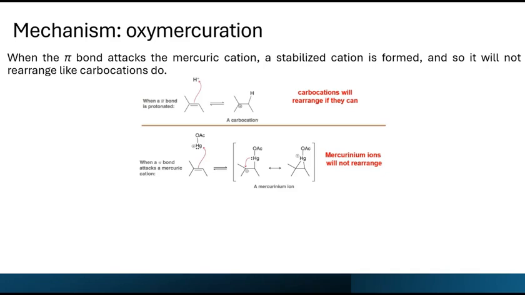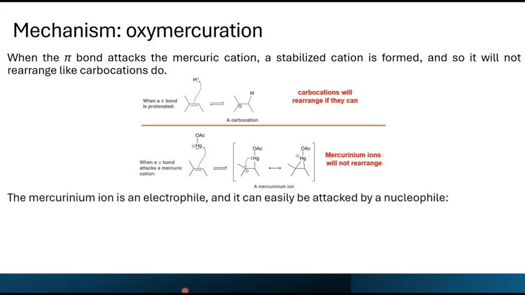Mechanism of oxymercuration. When the pi bond attacks the mercuric cation, a stabilized cation is formed, and so it will not rearrange like carbocations do. When a pi bond is protonated, carbocations rearrange if they can because we have a carbocation intermediate. But when a pi bond attacks a mercuric cation, we end up having a mercurinium ion, which means we have a little bit of stabilized carbocation by interaction with the mercury cationic center. In other words, this process here of sharing electrons throughout these three atoms will not allow for rearrangement to occur.